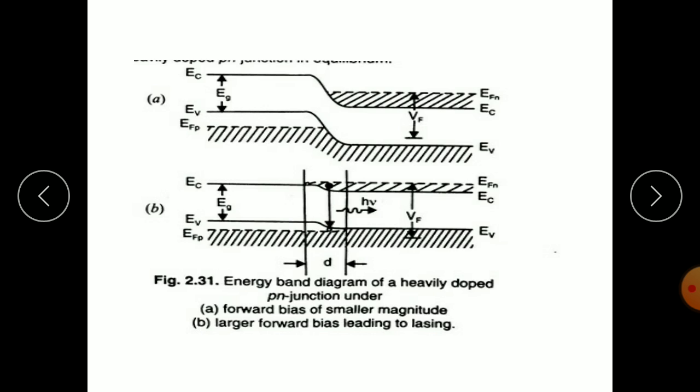Large concentration of holes exists under the condition of population inversion. Now the zone over which the population inversion occurs is called the inversion region or the active region. This is the condition for population inversion.